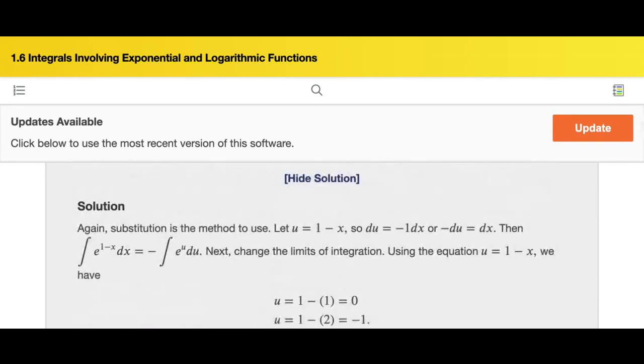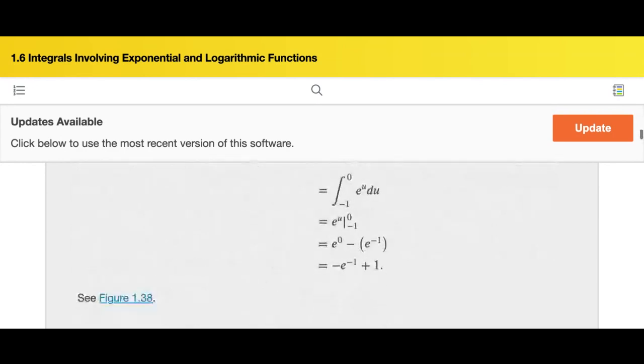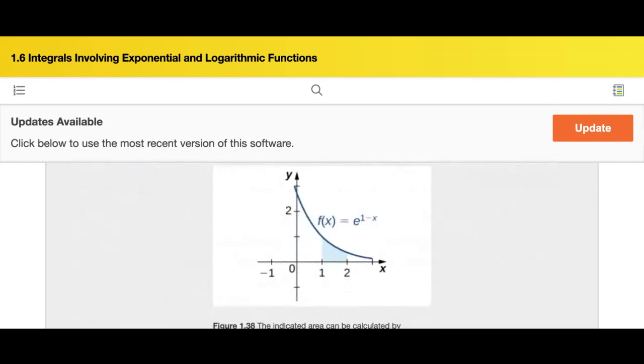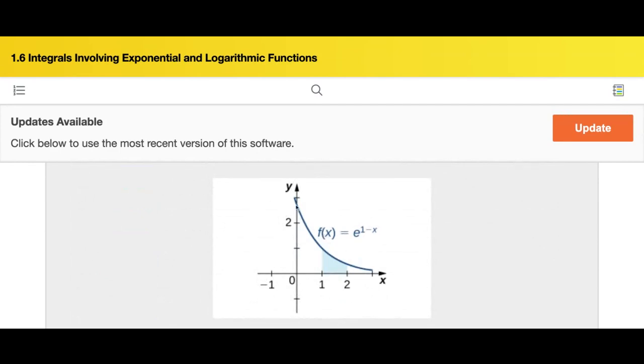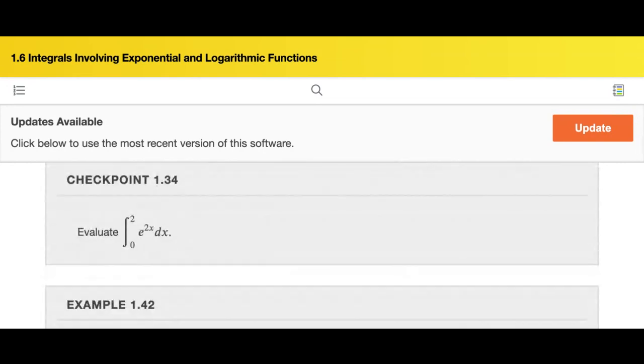Anyone has any questions? Okay, I'll just keep moving if you don't have any questions. So we have this function e to the 1 minus x. That's our integrand. The definite integral is evaluating the area between 1 and 2 under this function. Okay, let's try to find the area of this one, 1.34. So let's all try it, then we compare our answers.